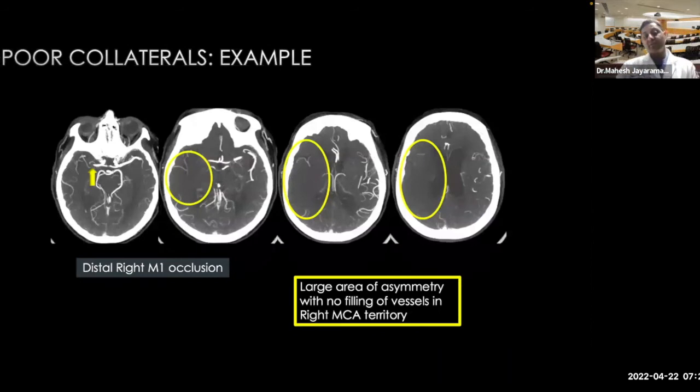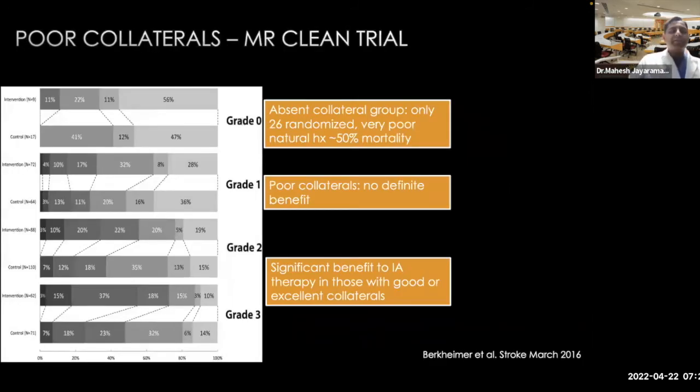This patient also has an M1 occlusion. But what you see, especially on the second and third images, is there is poor contrast opacification of the area beyond the occlusion. There's a large area of asymmetry. In fact, if we look at the MR CLEAN trial data on poor collaterals, the 0 and 1s, these are patients with absent or poor collaterals, had really no definite benefit to thrombectomy. But the grade 2 and 3 collateral patients had a significant benefit to intraarterial therapy with thrombectomy.